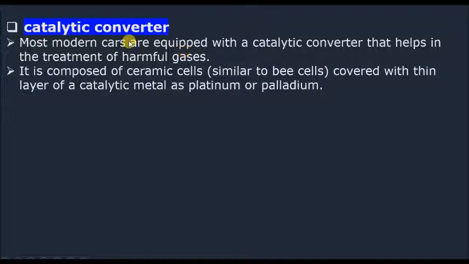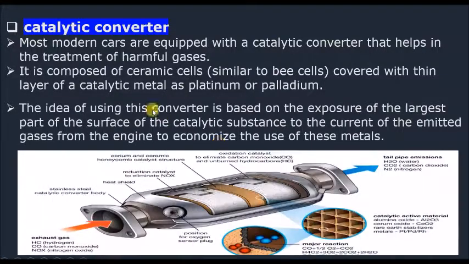فعلشان كده most of the modern cars are equipped with catalytic converter. وده عبارة عن part بتركب في الكار في المودرن cars help in treatment of harmful gases. بيعمل changing للharmful gases ويحولها إلى another substances or another compounds. The catalytic converter composed of ceramic cells, just like the B cells, as we can see. These B cells or these ceramic cells covered with a thin layer of catalytic metal.